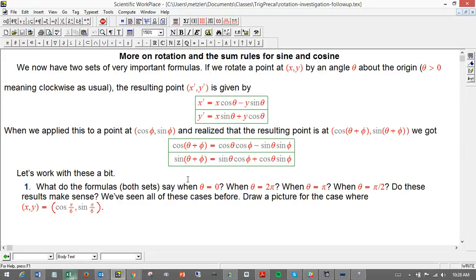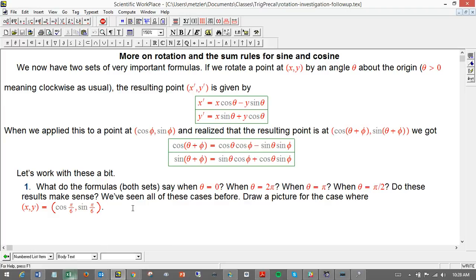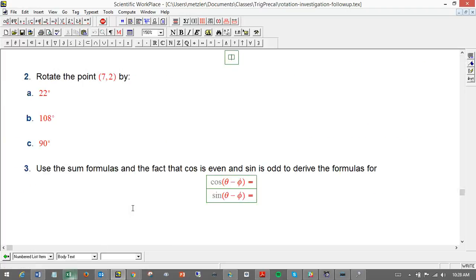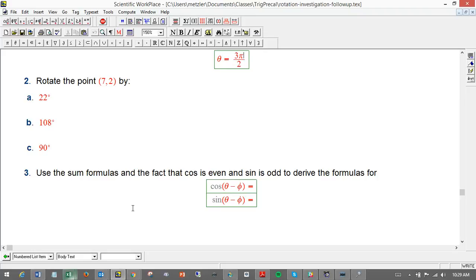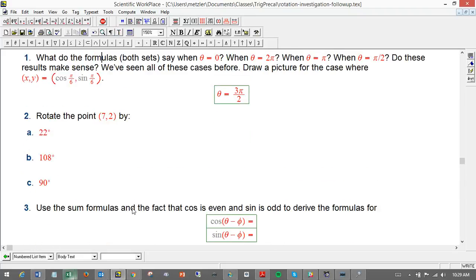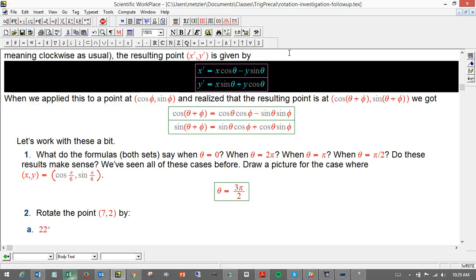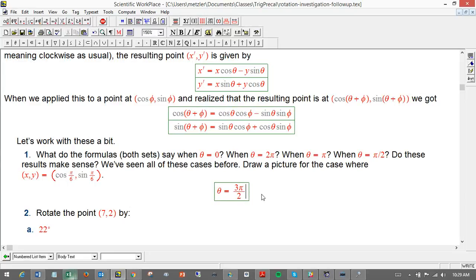The first thing I ask you to do is look at some simple cases, when you rotate by a really nice, pretty angle like 2 pi or pi over 2, and see if the results make sense. We're going to compare to the Sketchpad in particular. Let's do where theta equals 3 pi over 2. So here's the amount of rotation we're going to do, 3 pi over 2. I'm just going to plug that into here and see if the rotation formulas simplify in a way that makes sense, and then check it on the sketch.